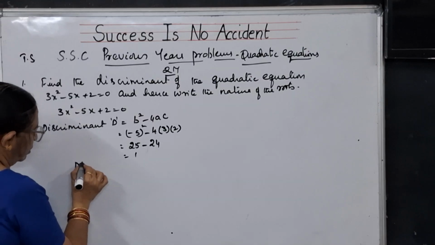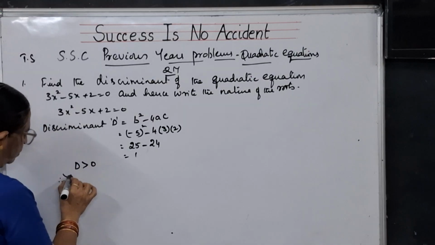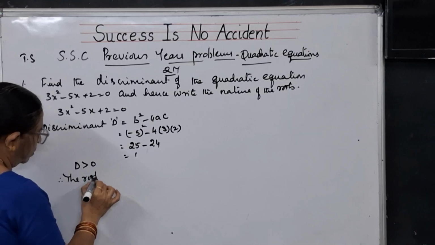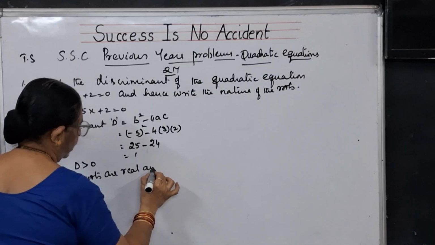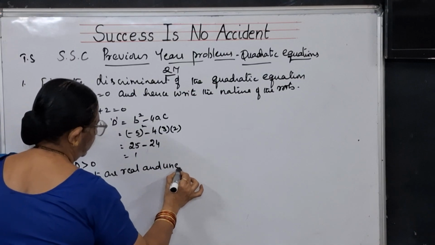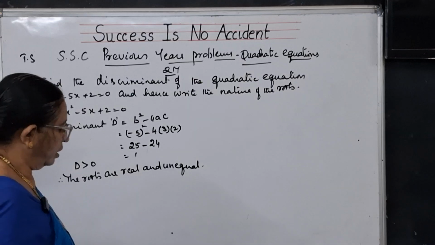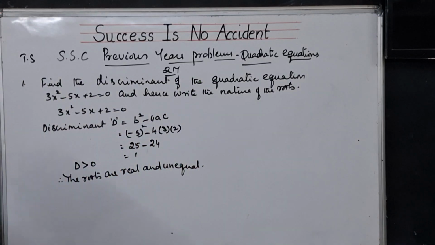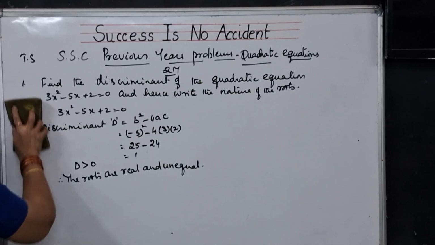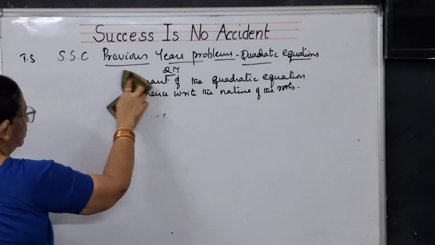That means discriminant is greater than 0. Therefore, the roots are real and unequal. They are real and unequal. This is the answer for this first problem, children. Copy. Now, let us see the second one.